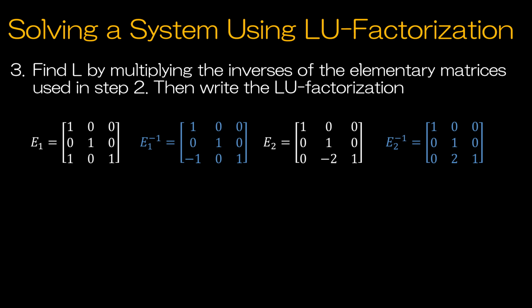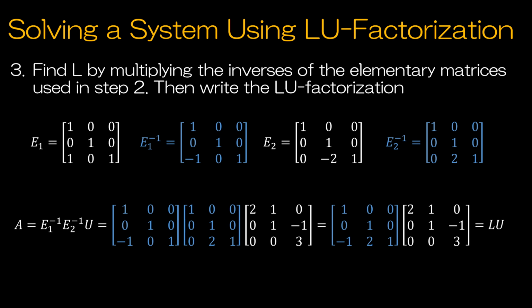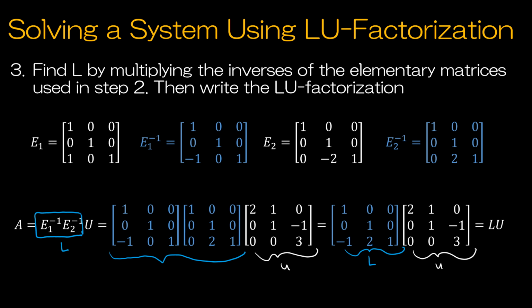From here, I'm going to write the LU factorization. So A is equal to the inverse of E1 and of E2, and then times U. So remember, this product is going to be L. So I'm going to go ahead and multiply in that order, E1 inverse, E2 inverse, to get L. So now this is L, and this is U, the same U that I had in that first step. So this is the LU factorization.